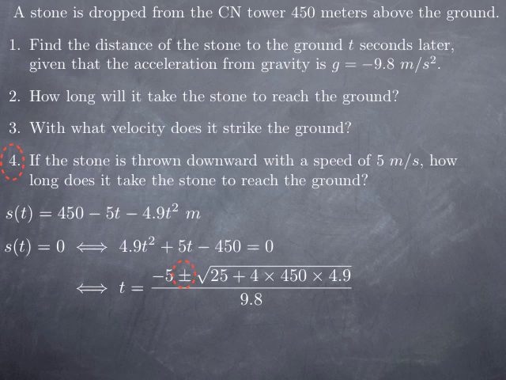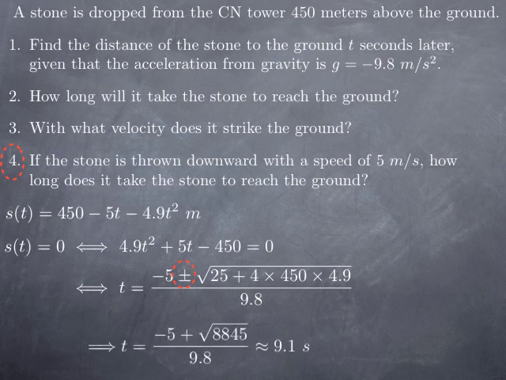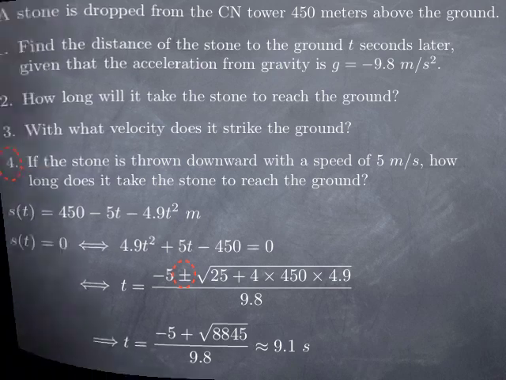So the only positive solution is negative 5 plus the square root of 25 plus 4 times 450 times 4.9, that is negative 5 plus the root of 845, all this divided by 9.8. That gives us a time of approximately 9.1 seconds. That means the stone hits the ground approximately 9.1 seconds after it was thrown down. Remember that if we just dropped the stone, it was approximately 9.6 seconds.